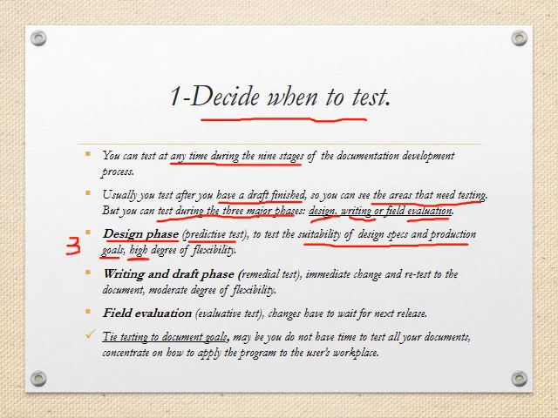The second thing اللي هي writing and the draft phase. We call it remedial test. علاجي. Immediate changes and retest to the document. Once we find any problem, we change it immediately and retest. Here we have moderate degree of flexibility. فهنا flexibility to change since we started writing will be less than what we have when we have a design phase. This is phase 5 when we go to the development of the documentation process.